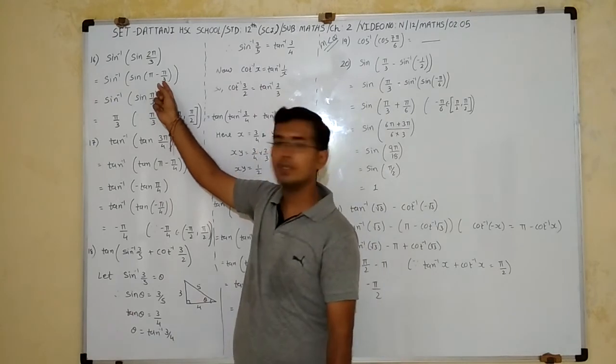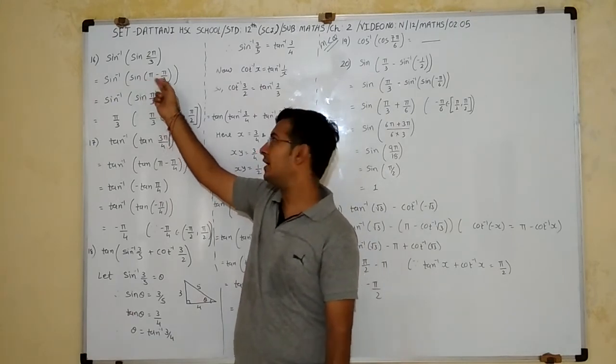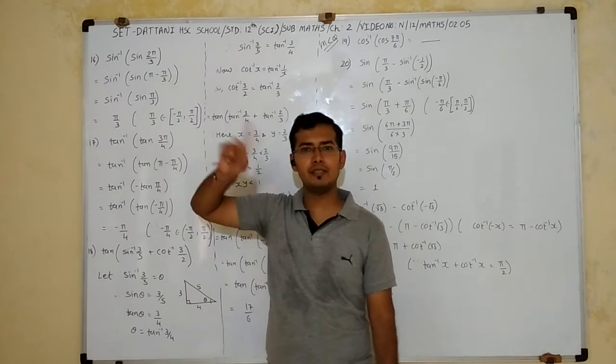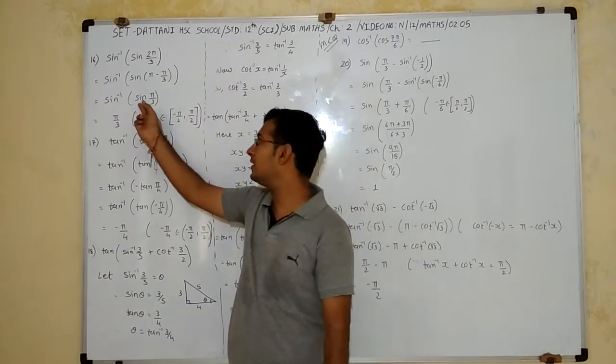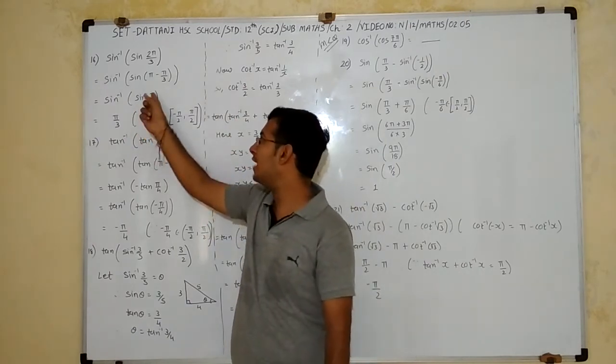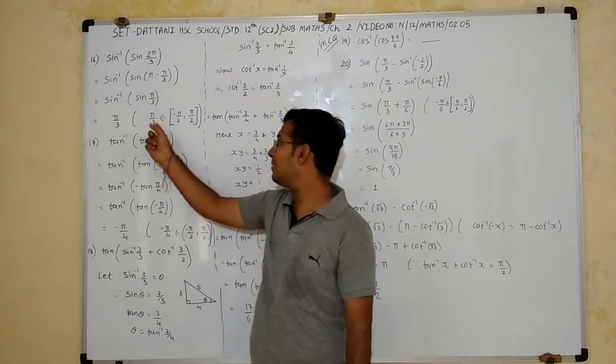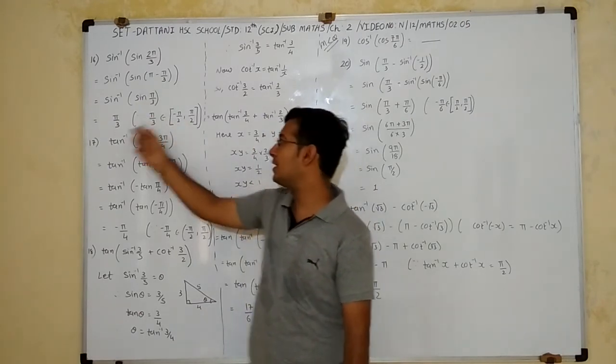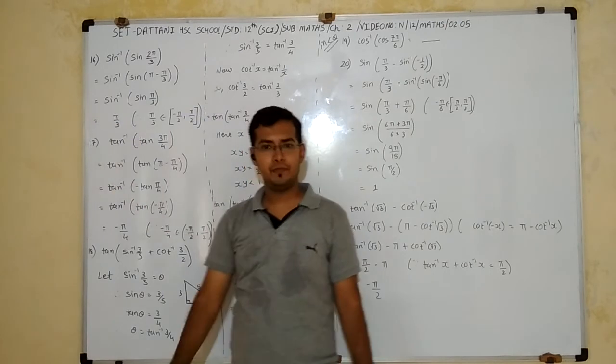So sin of pi minus theta, it is in the second quadrant, where sin is positive. So I get sin theta, so I get sin pi by 3. Now the angle is in range. Pi by 3 belongs to minus pi by 2 to pi by 2. So I get the answer pi by 3.